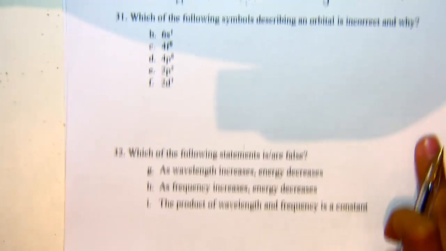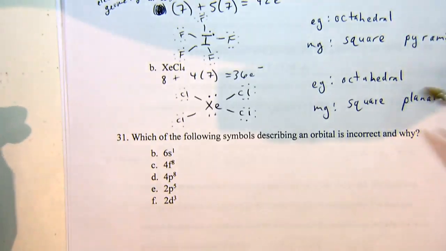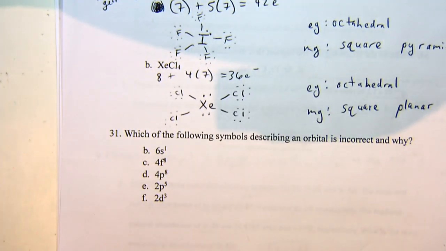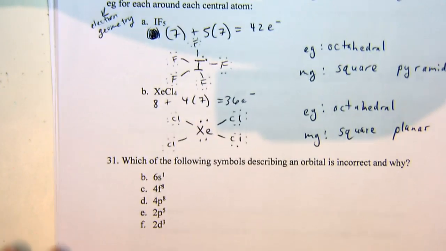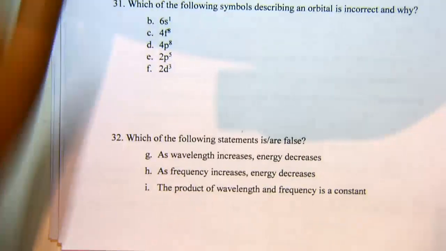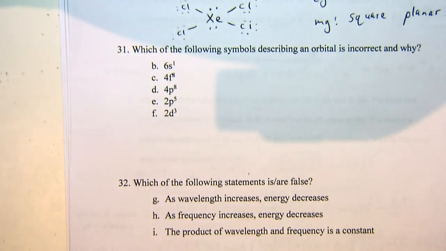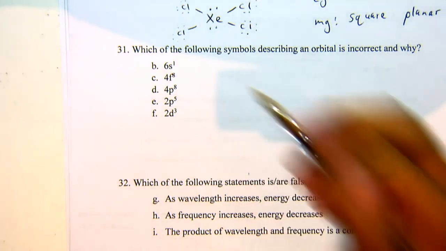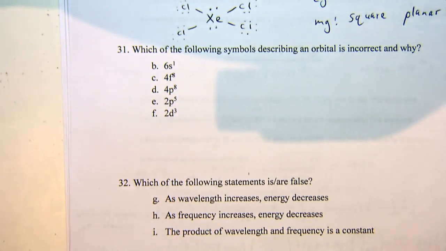Now, this base electron geometry, molecular geometry is just memorizing how it changes based on lone pairs and knowing how to set up your Lewis structure. Now the next problem is saying which of the following symbols describes an orbital that's incorrect. This just requires knowledge of understanding what L and S equal and how many electrons can be held by each orbital.